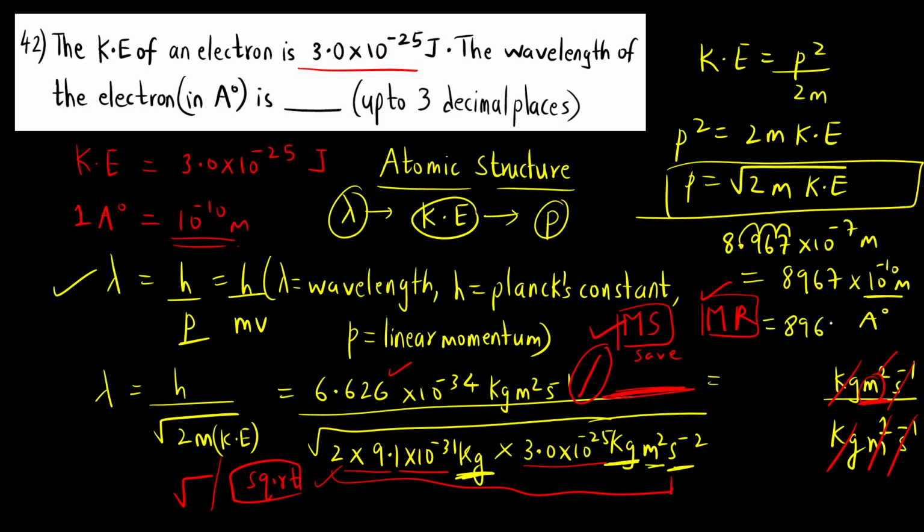So the final answer is 8967. Here it will not be up to 3 decimal places. It is going to be the nearest integer.